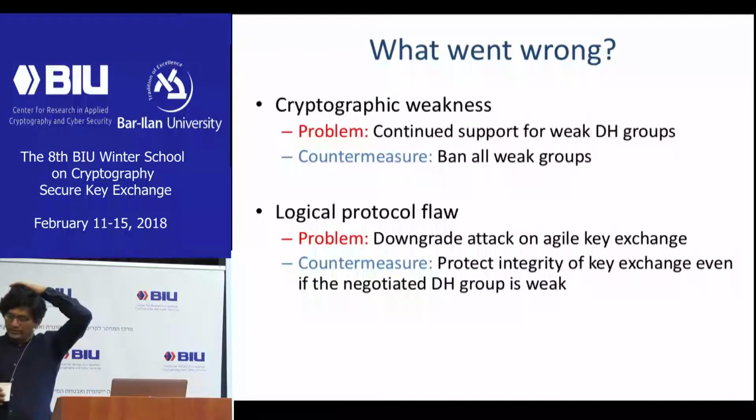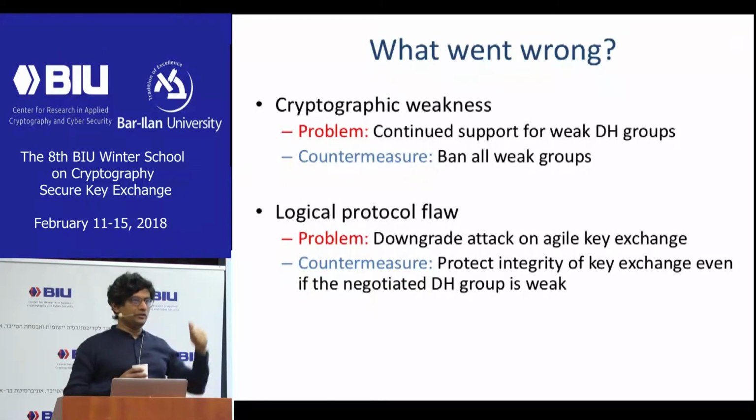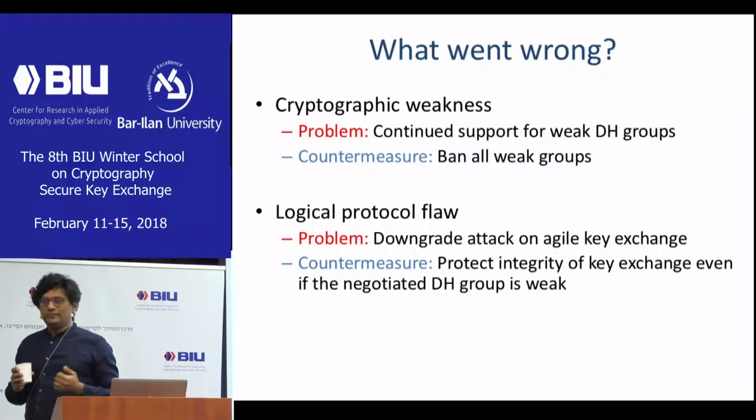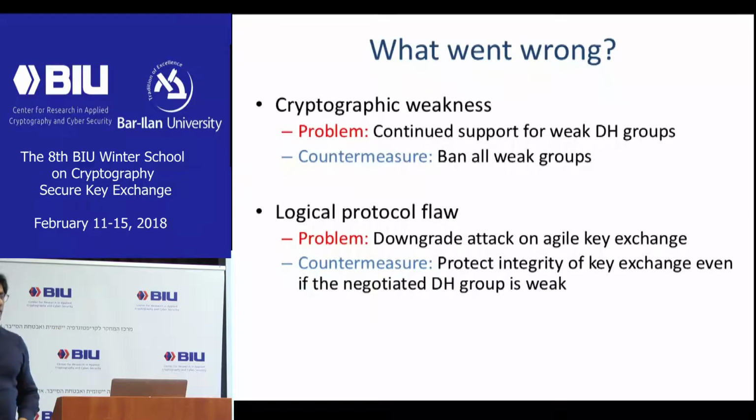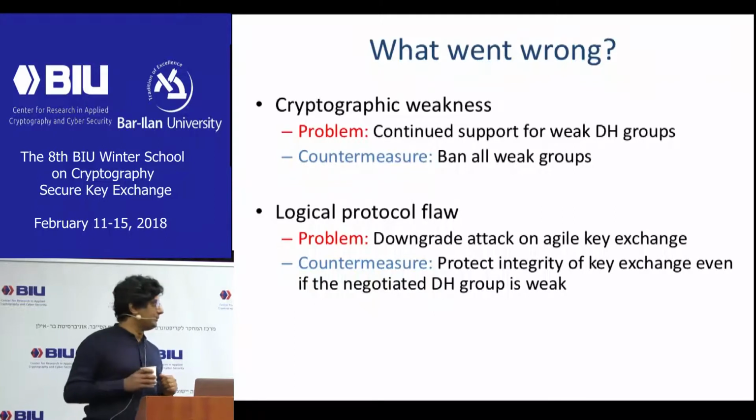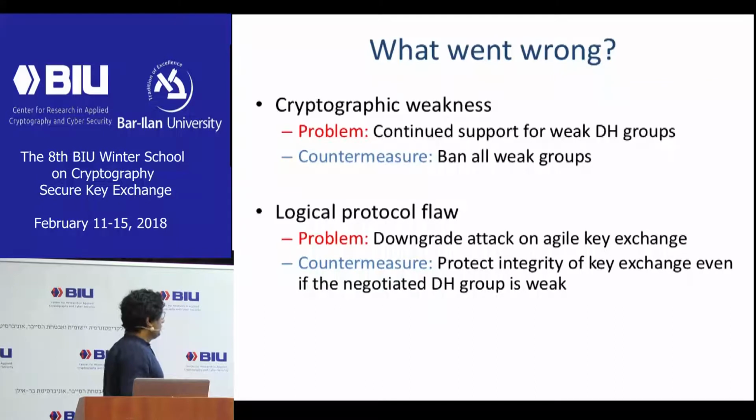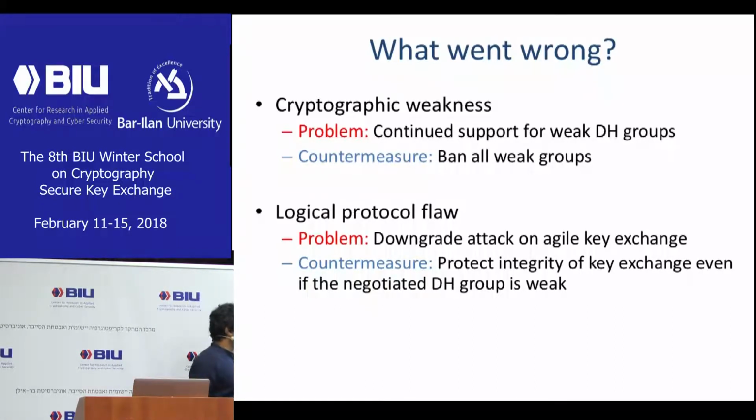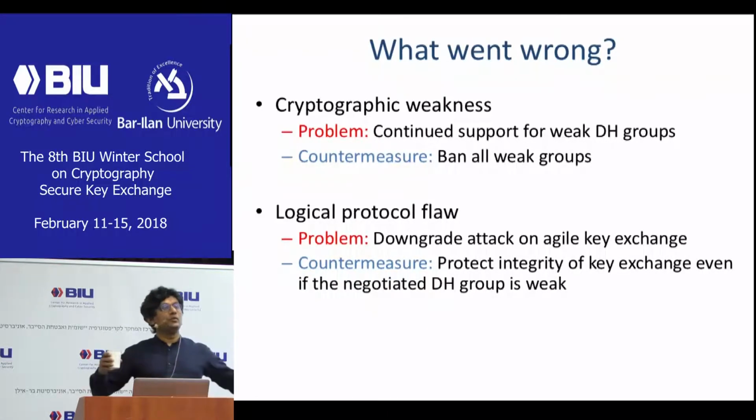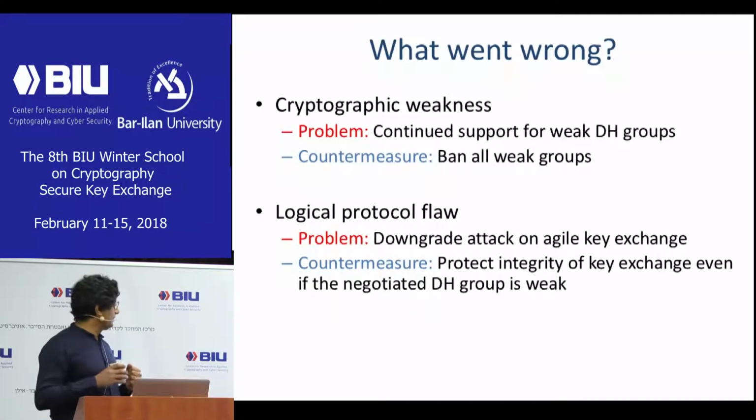So to summarize, what went wrong in this particular attack is that there was a crypto weakness. Everybody knew this. 512-bit groups are bad, but only, I don't know, 0.2% of the world uses 512-bit groups, and 3% uses less than 768-bit groups. So it was a bad thing, but it wasn't so widespread. But then there was a logical protocol flaw which allowed a downgrade attack on the Diffie-Hellman group negotiation, and that basically increases the probability of attack to everybody who supports 512-bit groups, not just offers 512-bit groups.